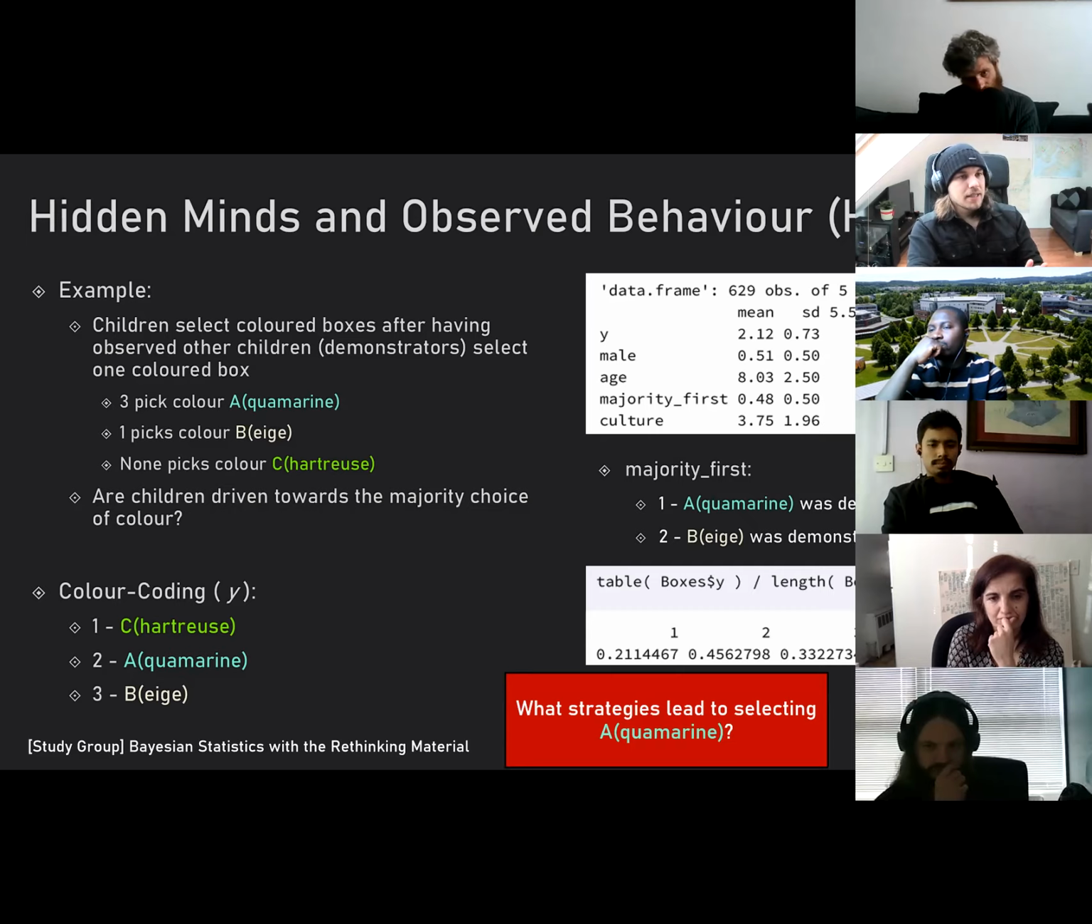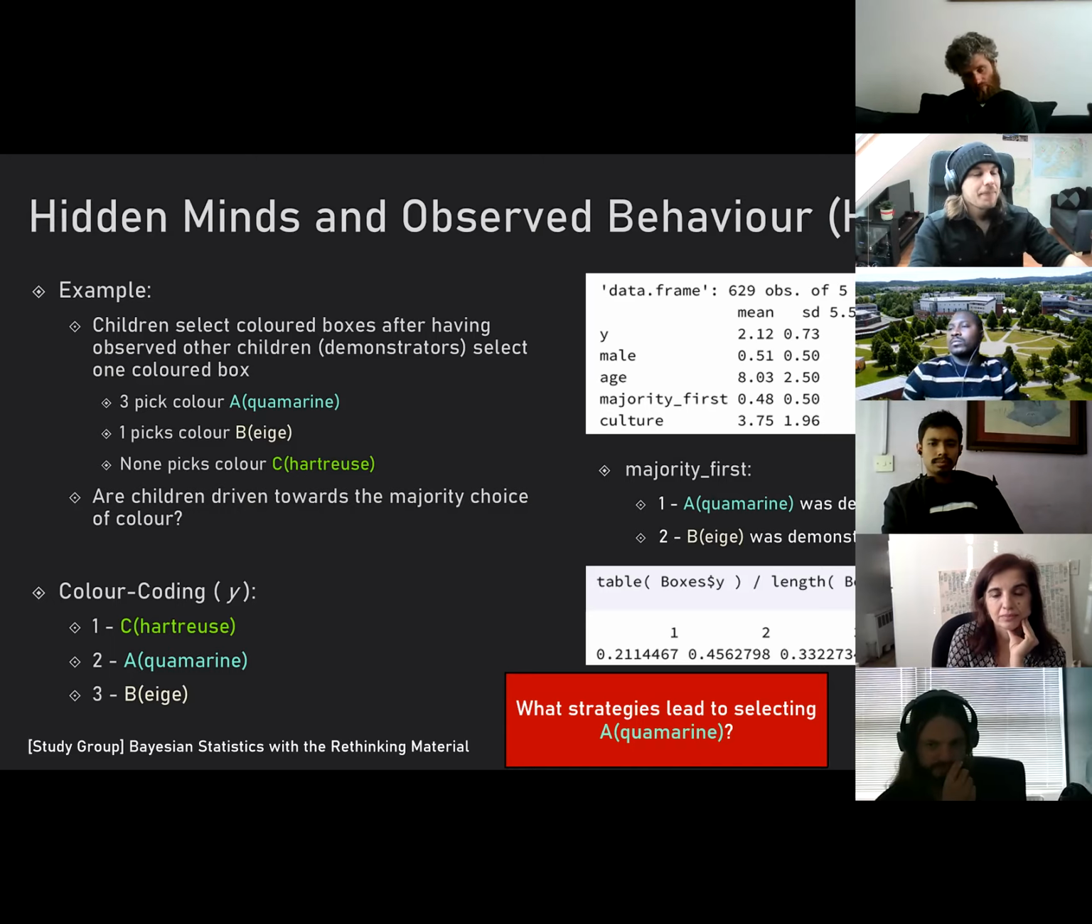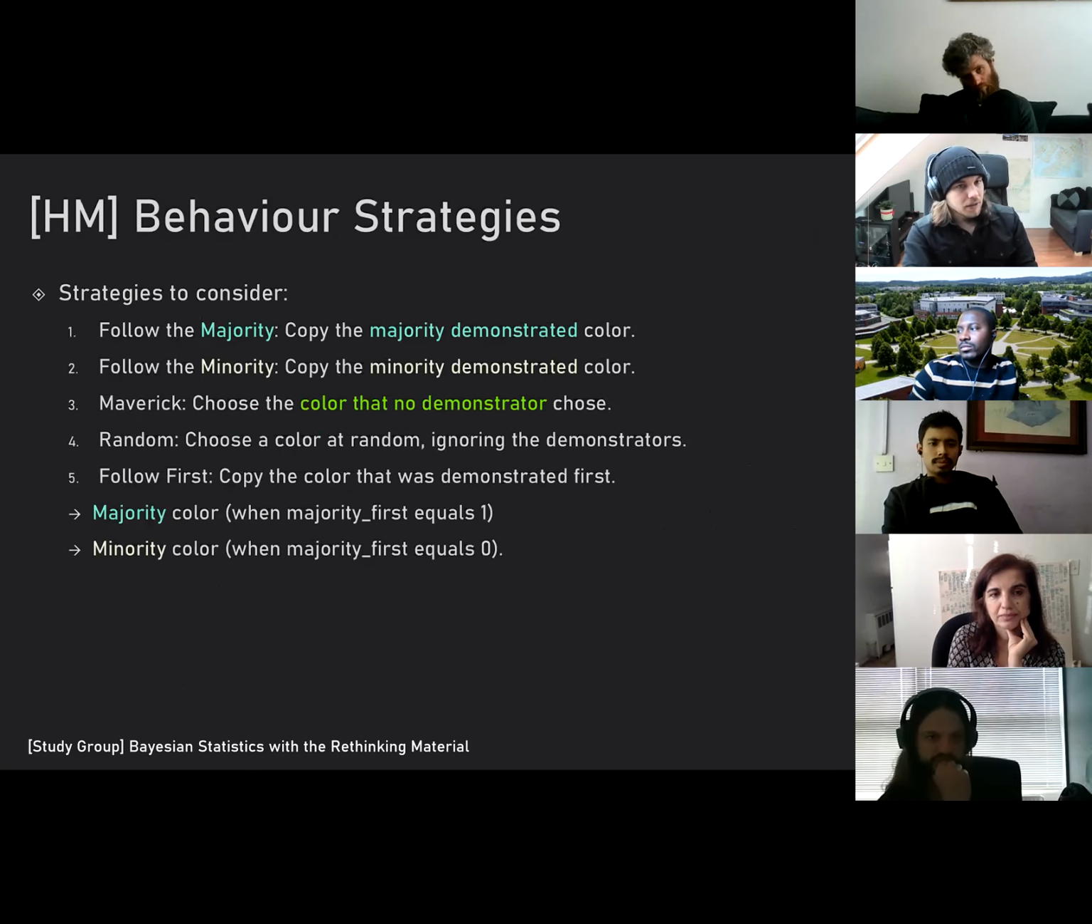The big question we have to ask is what strategies might lead a kid to select aquamarine, the majority color, to try to explain this distribution of choices of colored boxes. And this is where we have to take a step back from statistics again and just think about the underlying strategies. And here they are.